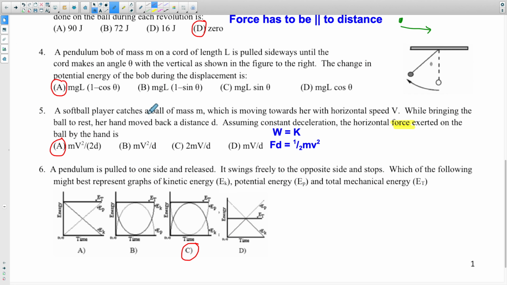Number 5, a softball player catches a ball moving towards her with a horizontal speed of v. While bringing the ball to rest, her hand moved backward a distance of d. Assuming constant deceleration, the horizontal force exerted on the ball by the hand is what?